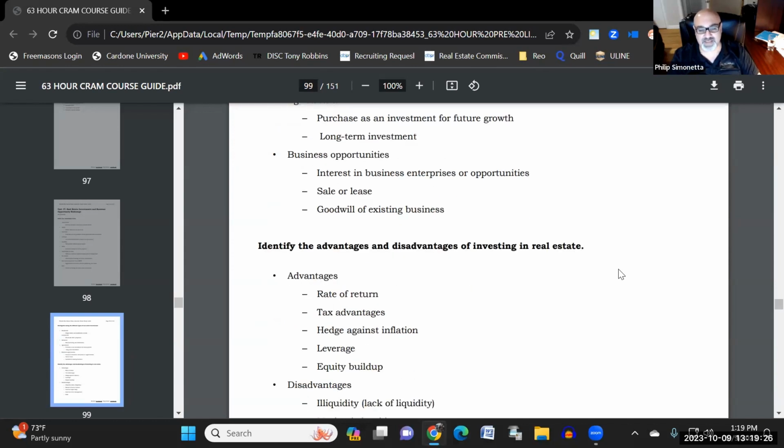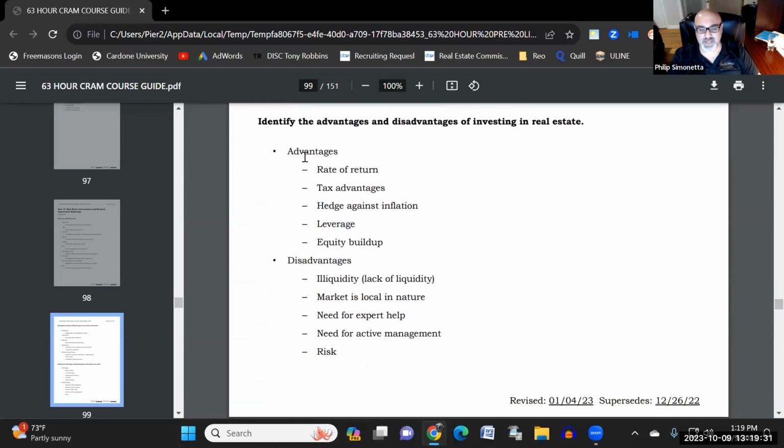You have to be able to identify the advantages and disadvantages of investing in real estate. So advantages are rate of return, tax advantages, hedge against inflation, leverageability, and equity buildup over time. Disadvantages are illiquidity. It's the lack of liquidity, right? You can't sell it quick, right? Market is local in nature, so that affects locally. Need for expert help. Need for active management. If you're not there running it and operating investment property, you need somebody to manage it. And there's risk of losing some or all of your investment.